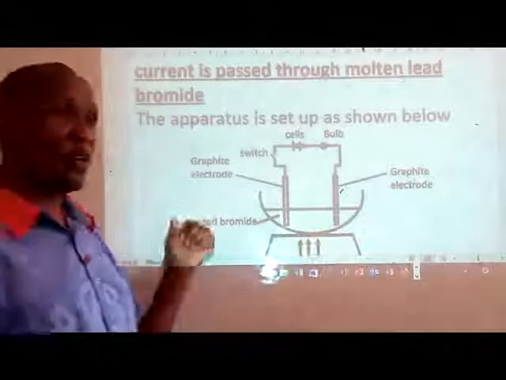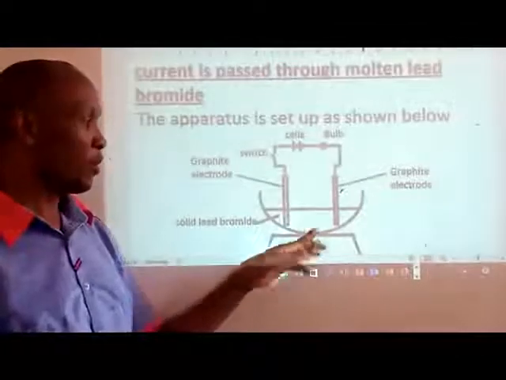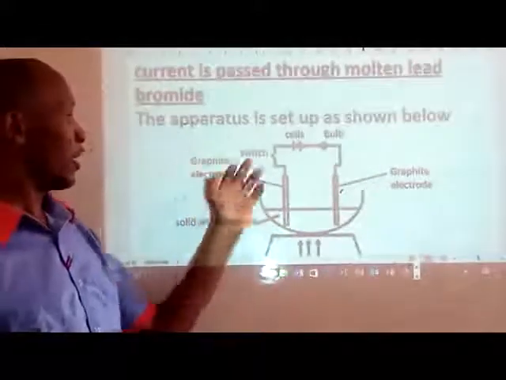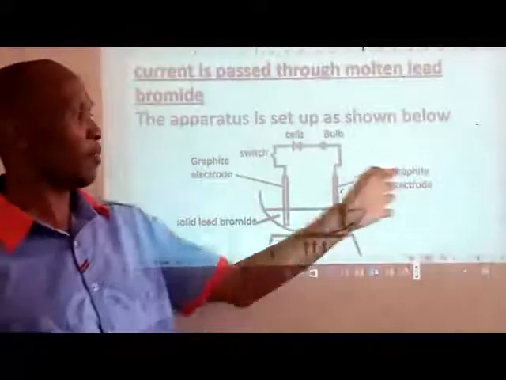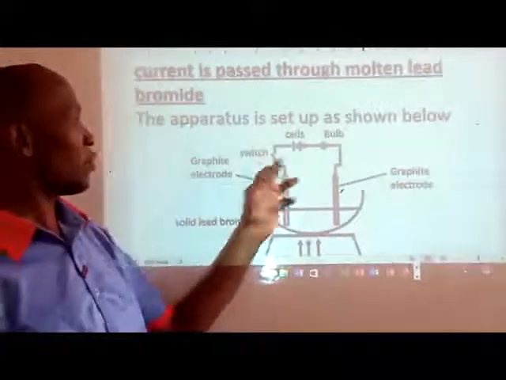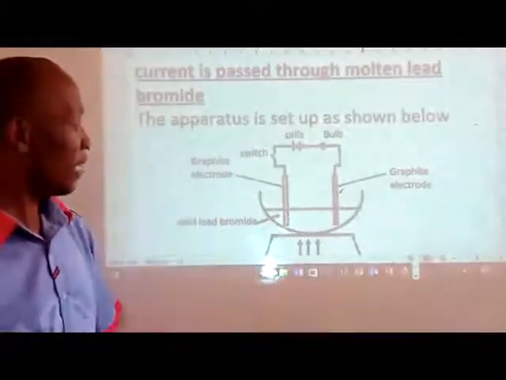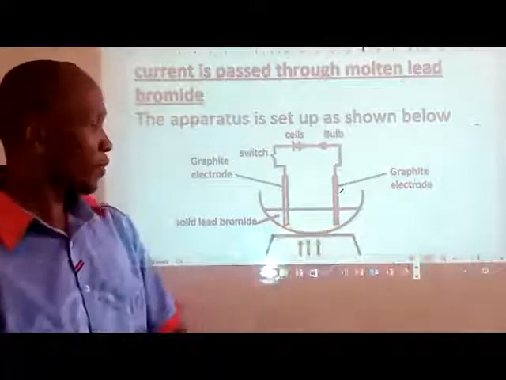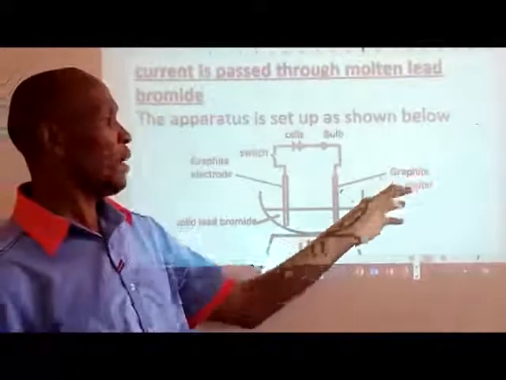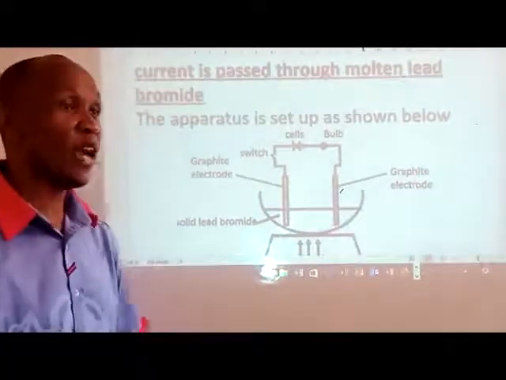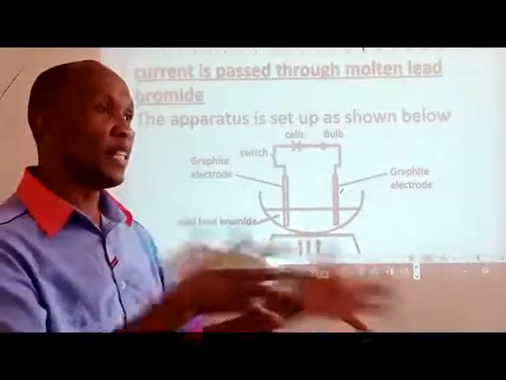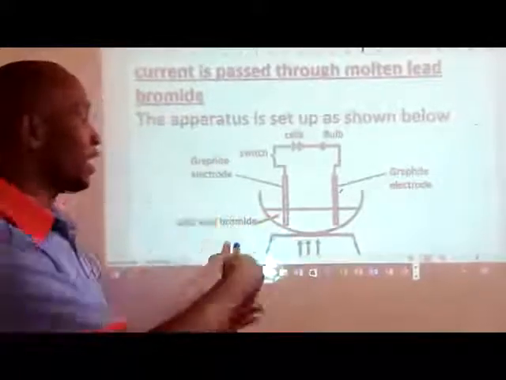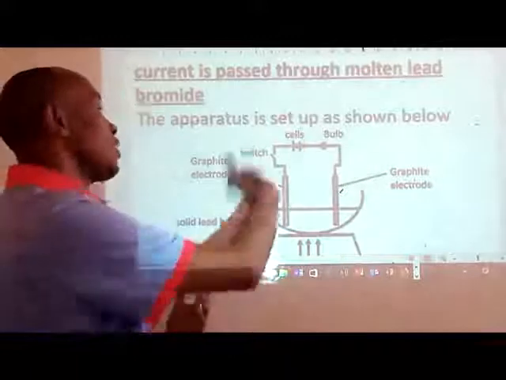So I'll have some solid lead bromide which I will subject to heat, and I will immerse some rods made from graphite because I want conductors. I will connect that to a switch, a cell, and some bulbs. These rods that are immersed into the electrolyte, I will call them electrodes. So electrodes are rods that are immersed into an electrolyte through which an electric current will either enter or leave. So I need conductors.